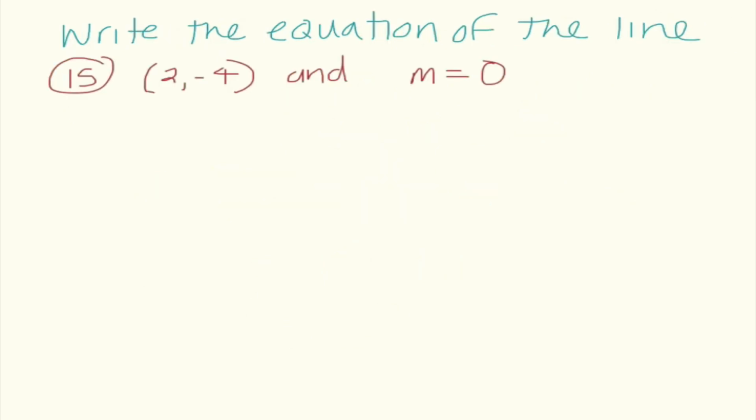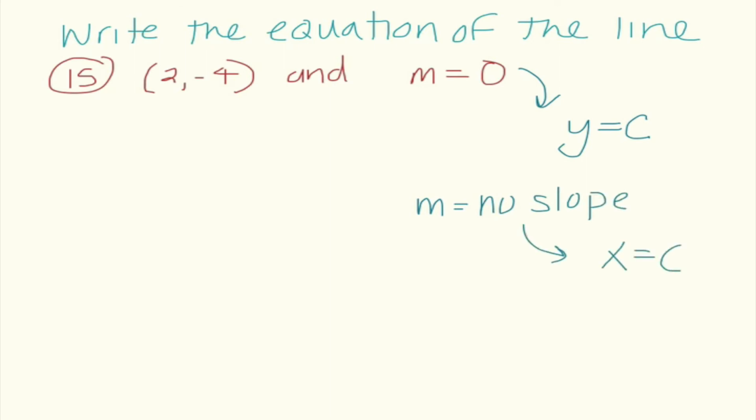This one's always a tricky one as well, just because I think we overthink it. I need to think what type of line has a slope of 0, and that is when we have y equal to a constant. Just a reminder, if our slope is no slope or if it's undefined, that's when we have x equal to a constant.